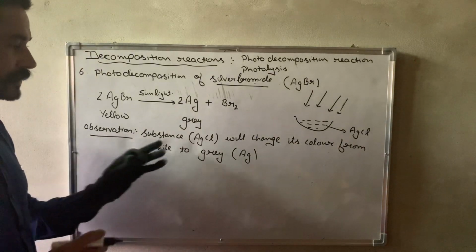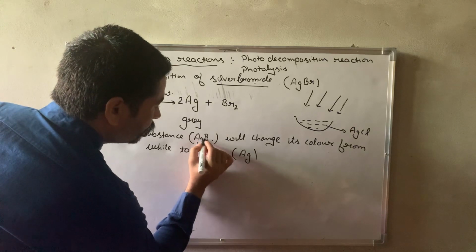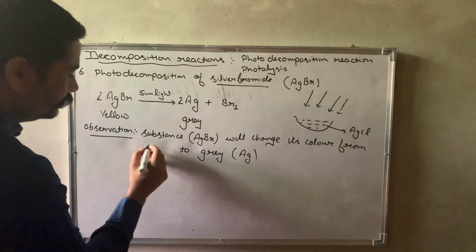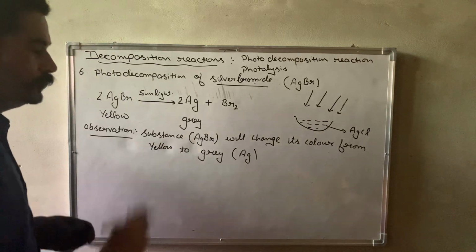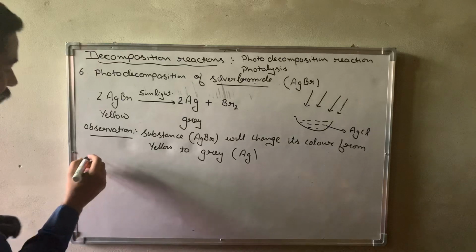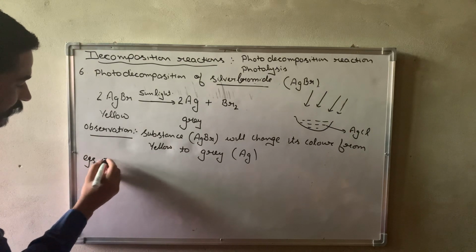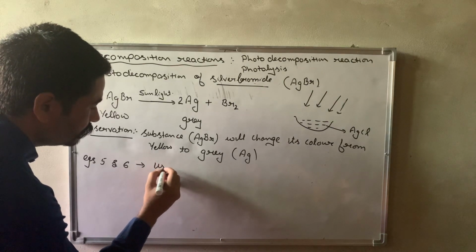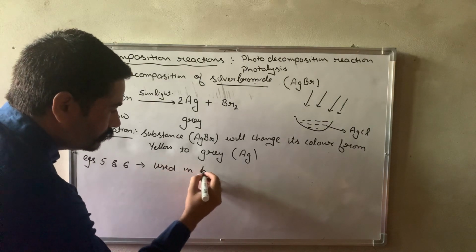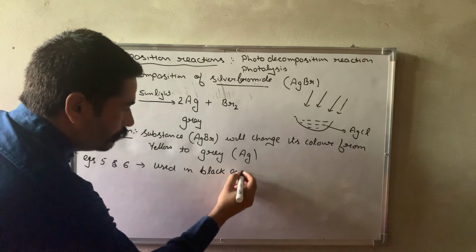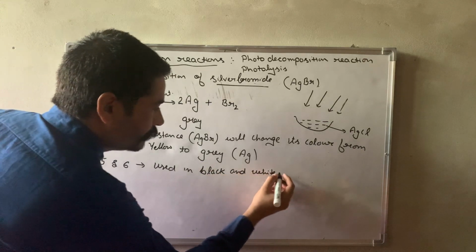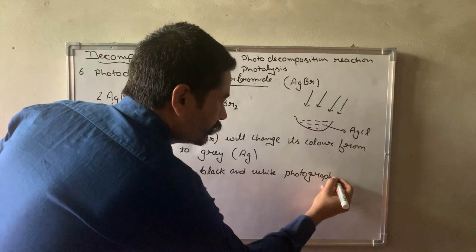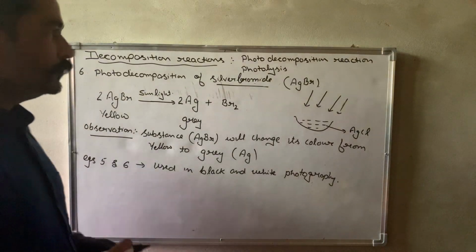So the observation is the substance, which is silver bromide, will change its color from yellow to grey. Okay, so both these examples, example 5 and example 6, are used in black and white photography. Okay, this is a practical use of these reactions.